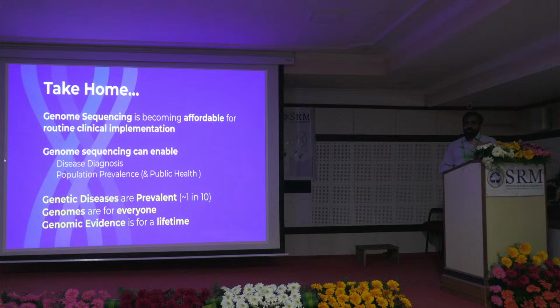Genetic diseases are extremely prevalent. 1 in 10 individuals in this room do have a genetic disease, and therefore genomes are for everyone. Genomes are not just for patients who come to clinics. Genomes are also for apparently normal individuals like you and me, and genomic information is for a lifetime. I think I'll stop there and take questions.